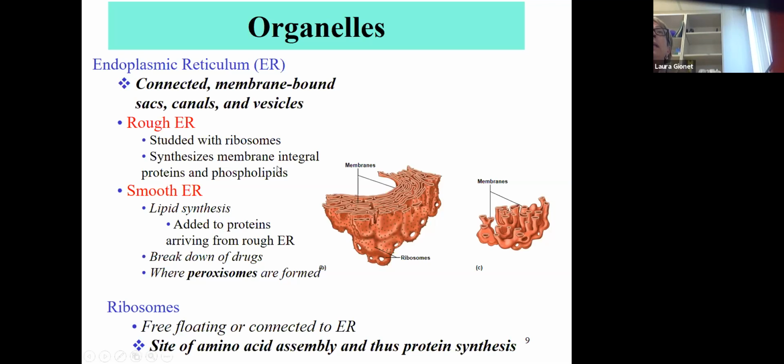And I used to have that on here, and I think it's later in the lysosomes. Lysosomes pretty much bud off the rough ER or the Golgi apparatus, and the peroxisomes, we're going to talk about those, bud off of the smooth endoplasmic reticulum. Ribosomes are free floating or connected to the endoplasmic reticulum, to the rough endoplasmic reticulum. So they may be free floating. Sometimes you'll see them in the cytosol, these little black dots there. Those are some ribosomes. And they function in amino acid assembly and thus protein synthesis.